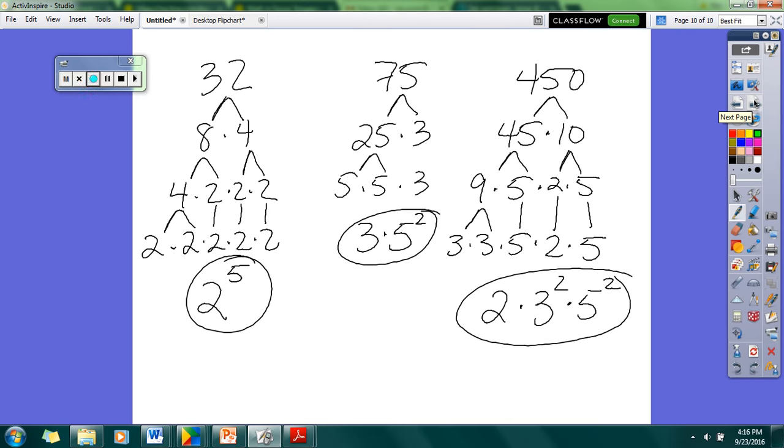Here are the 3 answers to those problems, 32, 75, and 450. Your tree may look a little bit different than mine, but your answer, the ones that I circled, should be the same. No matter what route you took to break down 32, you should get 2 to the 5th power. No matter what route you took to break down 75, you should get 3 times 5 squared. And no matter what route you took to break down 450, you should get 2 times 3 squared times 5 squared. One thing that students forget is this multiplication sign, so please don't forget that. That is really important.